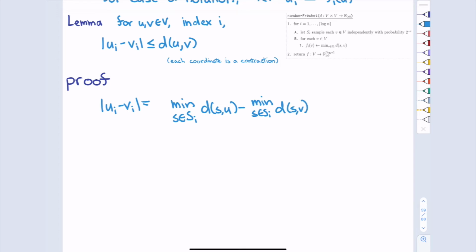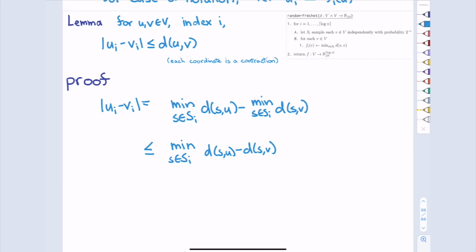Something like that, right? Let's say that I've ordered U and V, so I can drop the absolute value sign, like one's bigger than the other. And this is less than or equal to... do that backwards. Did I do this backwards?